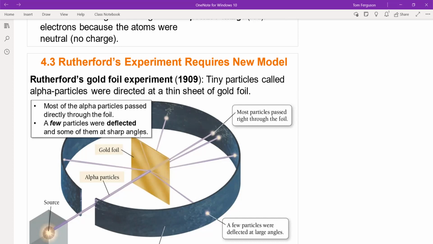Thomson's model could not be duplicated. What happened is that most everything went through. Occasionally, 1% of the time, it would bounce back. That was not consistent with Thomson. So Rutherford's going, wow, I can't keep up with the Thomson model. So what Rutherford proposed was that most of the mass inside of an atom is in a little tiny area.